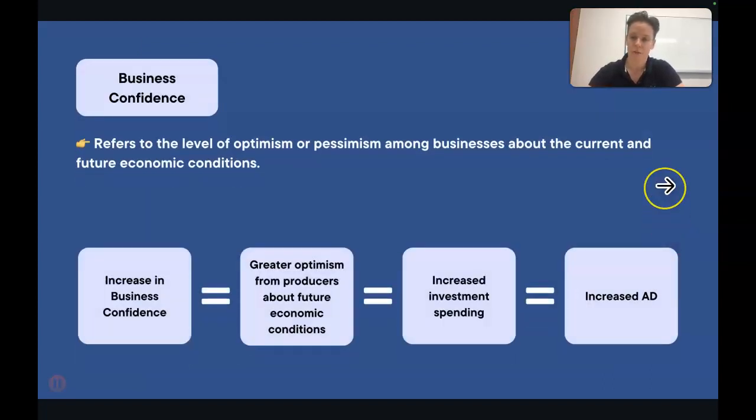And then business confidence, which I kind of spoke to before. So this deals with investment spending. If businesses aren't feeling confident about their economic futures, they're not going to spend their money, they're going to save it. In this case, I've said an increase in business confidence leads to greater optimism about the future economic conditions. So we see an increase in investment spending, which increases aggregate demand. Okay, so consumer and business confidence are very similar. Consumer deals with C, business deals with I. Just keep that in mind.